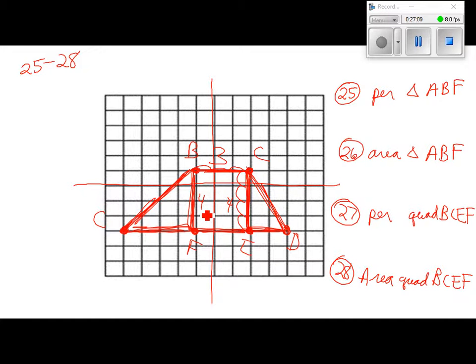From C to F, 1, 2, 3, 4. From F to E, 1, 2, 3. From E to D, 1, 2. Oops, 2, not 3. Now this CD, what did I do, I put the wrong letter in there somewhere. Yeah, this should be an A out here.